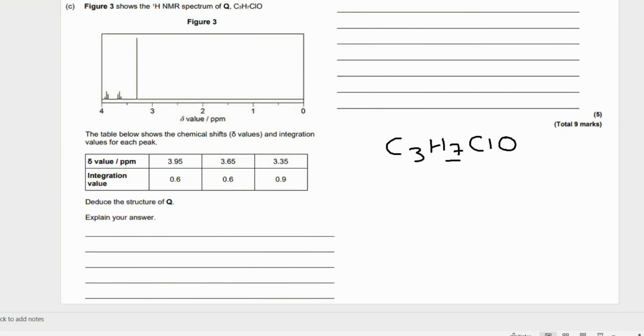What does the integration trace tell you? The integration trace tells you the number of hydrogens in each region. So we've got 3 hydrogen environments, and the hydrogens must be split in a ratio of 2 hydrogens to 2 hydrogens to 3 hydrogens. And I'm going to show you how I work that out.